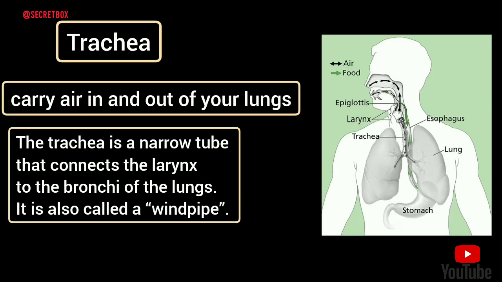Trachea. It carries air in and out of your lungs. The trachea is a narrow tube that connects the larynx to the bronchi of the lungs. It is also called the windpipe.